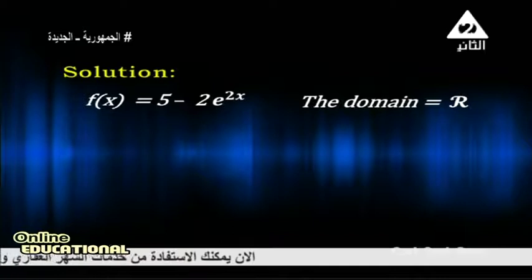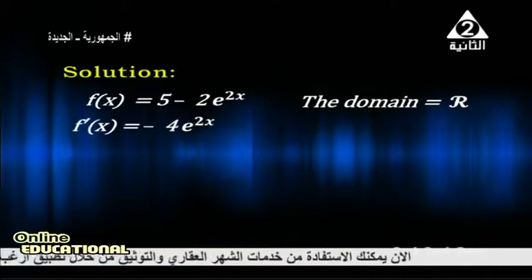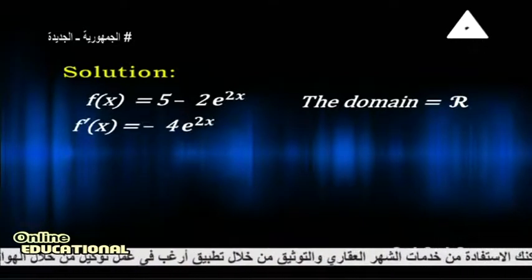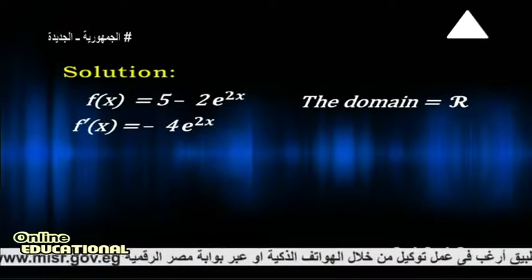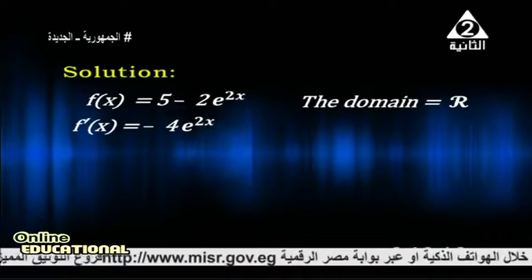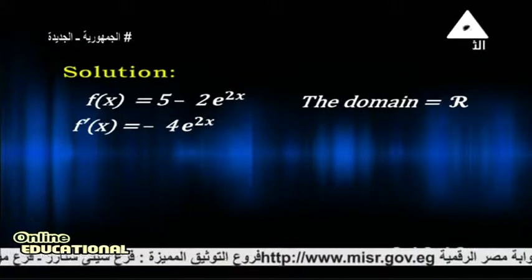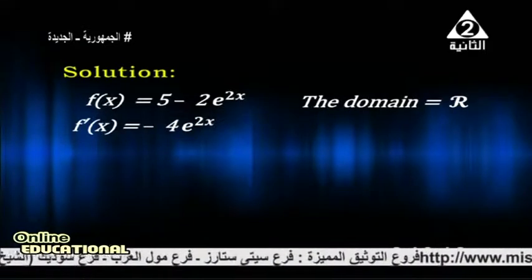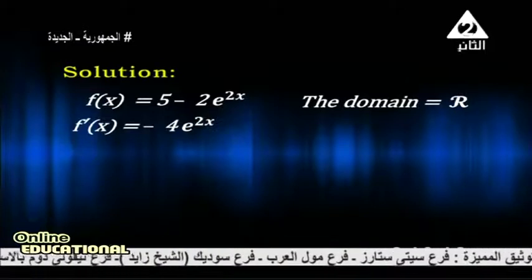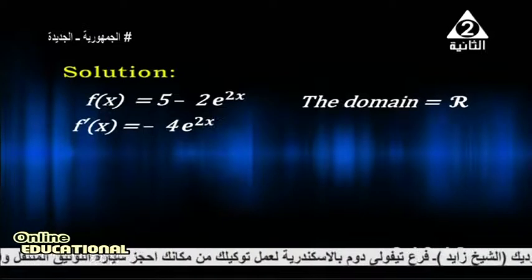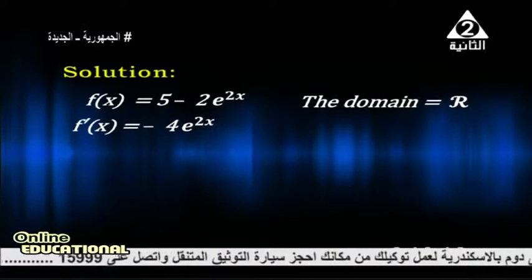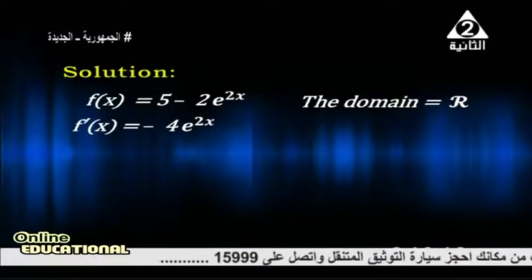And f'(x) = −4e^(2x), because the derivative of e^(2x) is 2 multiplied by e^(2x). And we have the coefficient of e^(2x) is −2, then f'(x) = −4e^(2x).